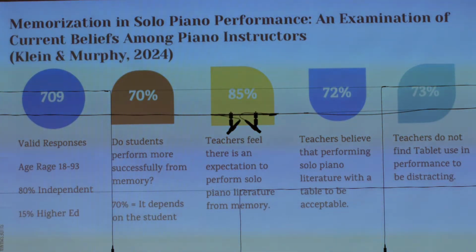Now we get to some tech questions. With the advances of technology, should performing solo literature with the use of a tablet be acceptable? 72% said yes. 18% said unsure. 8% said no. We asked, as an audience member, do you find the use of paper score to be distracting? 31% said yes. 68% said no. And this is really fascinating to us. We asked, does performing with a tablet, how does that compare in terms of distraction? And actually, 73% said no. So our survey data, if it's accurate, actually suggests there's a very small preference to tablet performance over score performance.